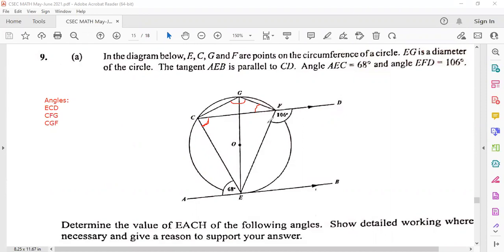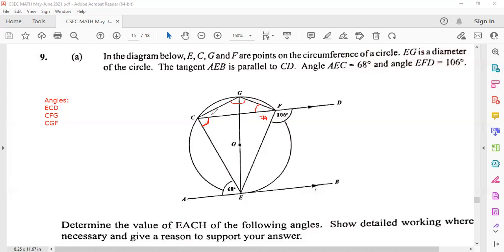We know that angles on a straight line add up to what? 180 degrees. So if this is 106, that means that the rest of it is what? This is 74 degrees right here. Yes, this part is 74.